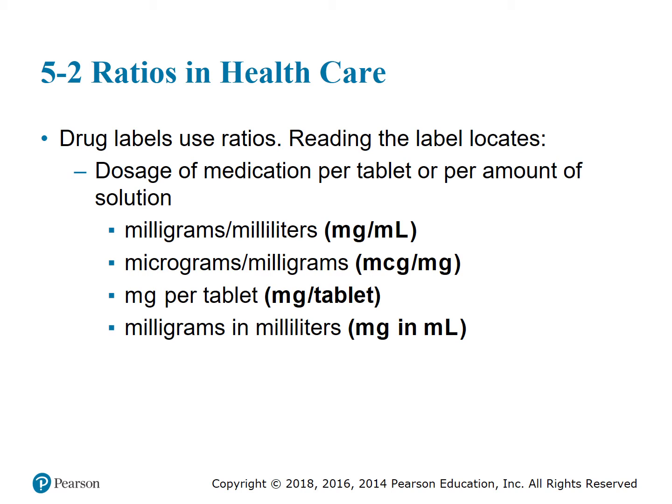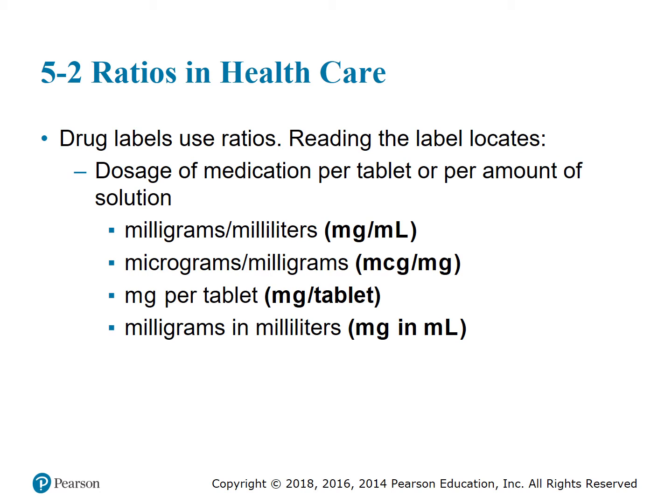Drug labels are another place that ratios might be seen in the operating room or in the healthcare setting in general. Careful reading of the drug label is going to help us locate the dosage of the medication per tablet, or let's say per amount of solution. Notice that each label uses a specific language to indicate a ratio. So there are some formats listed here for you.